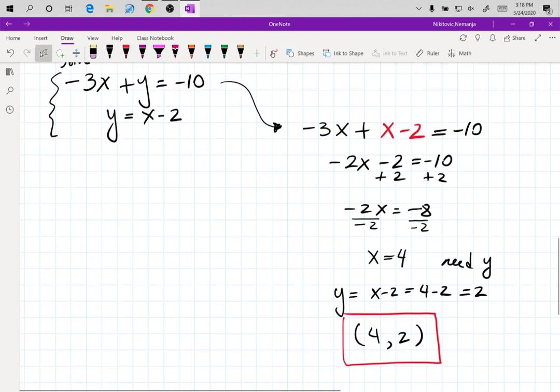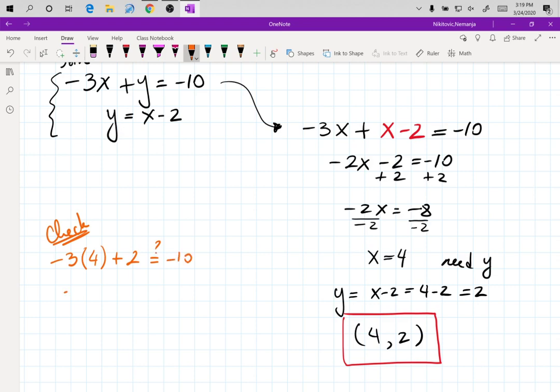So that's the procedure to figure these things out. We can also check real quick. -3 times x, which is 4, plus y, which is 2, should be -10. -12 plus 2 should be -10. -10 equals -10. And it works.